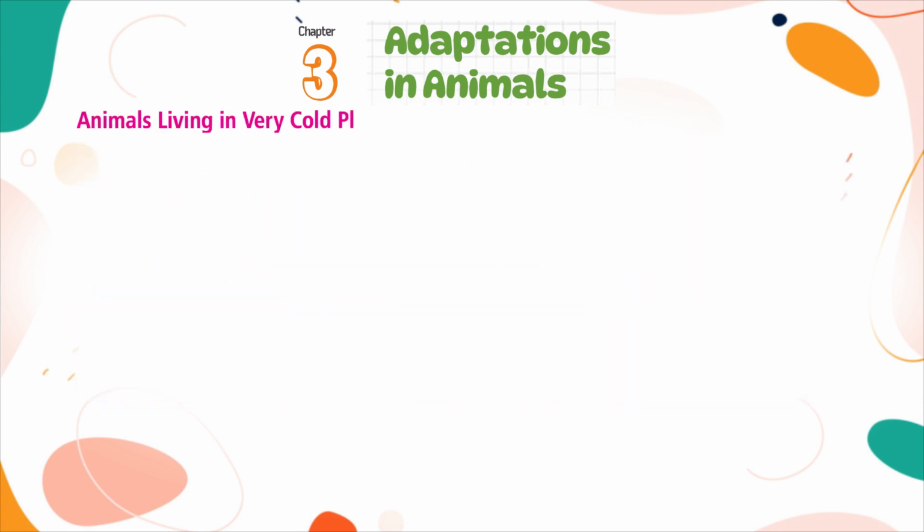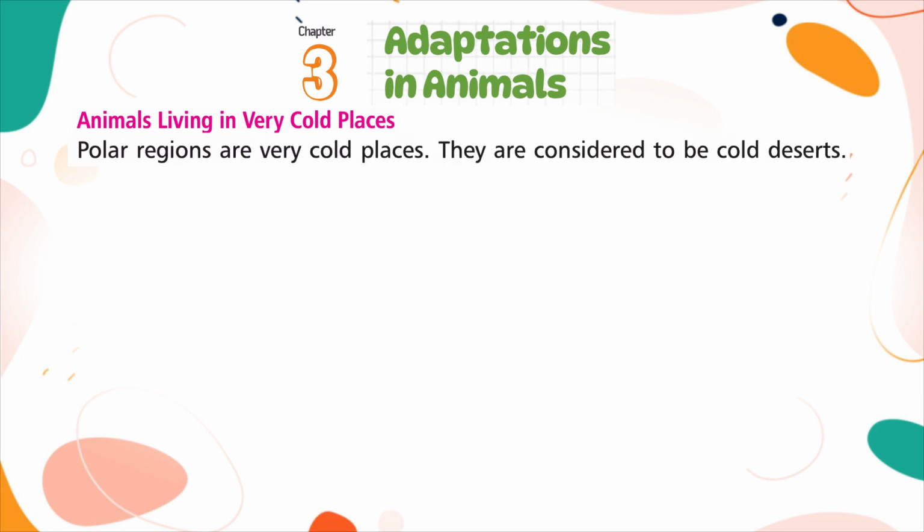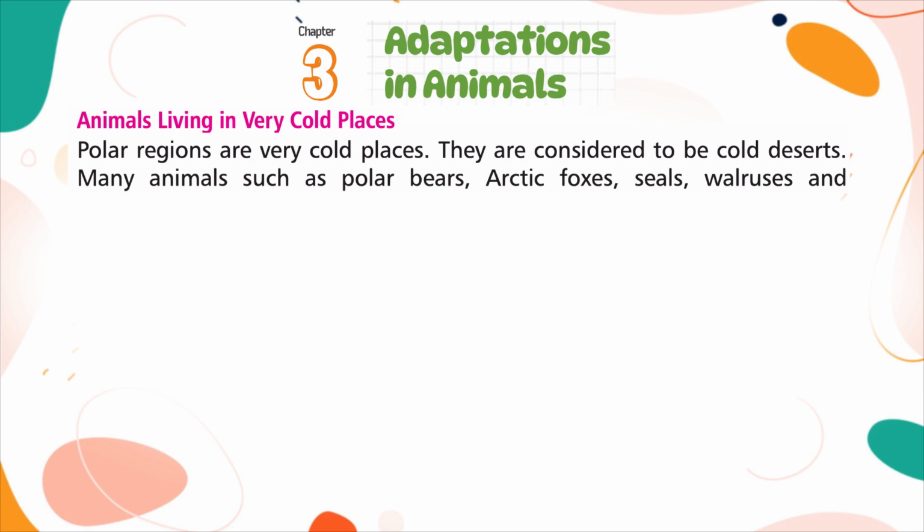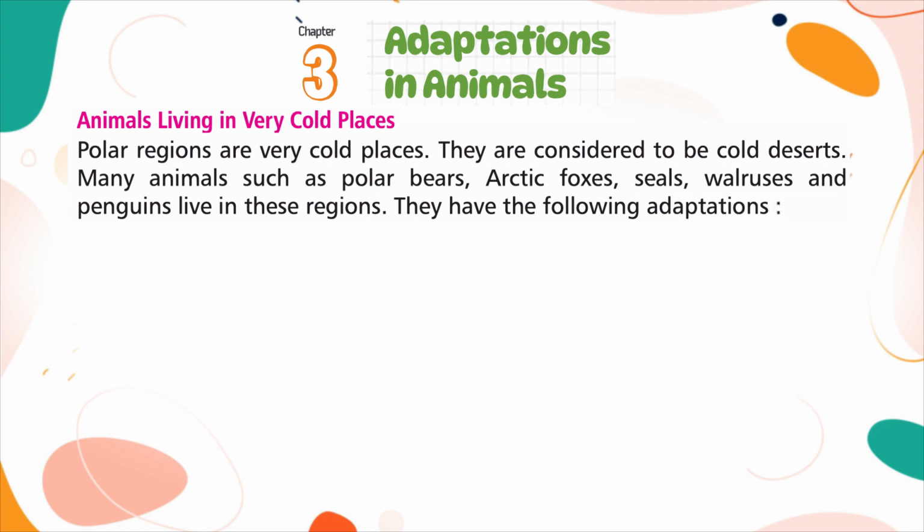Animals living in very cold places. Polar regions are very cold places. They are considered to be cold deserts. Many animals, such as polar bears, Arctic foxes, seals, walruses, and penguins, live in these regions. They have the following adaptations.